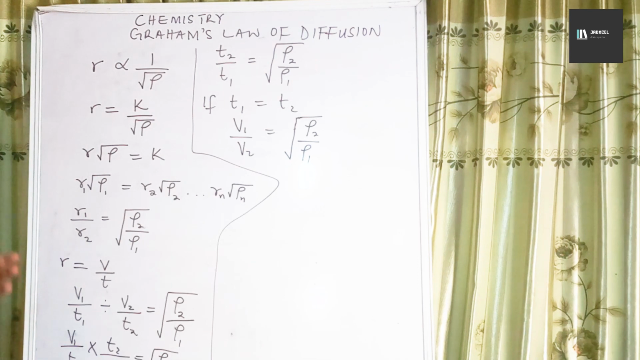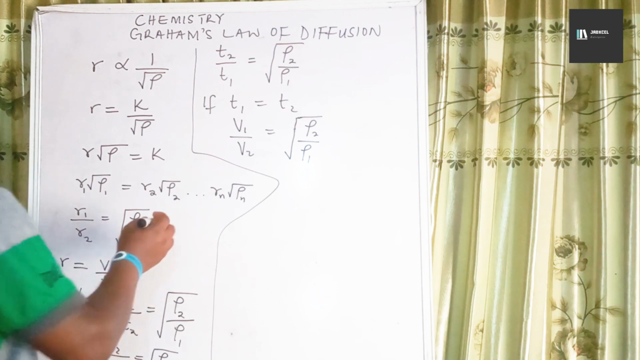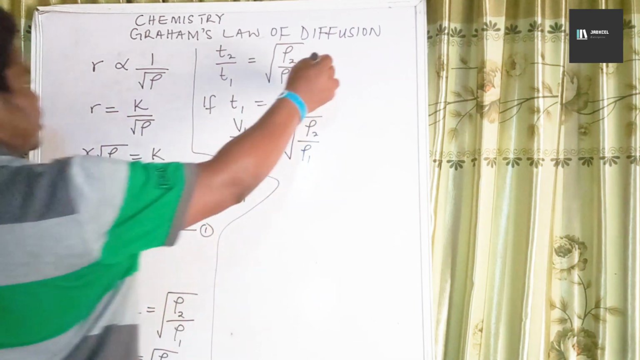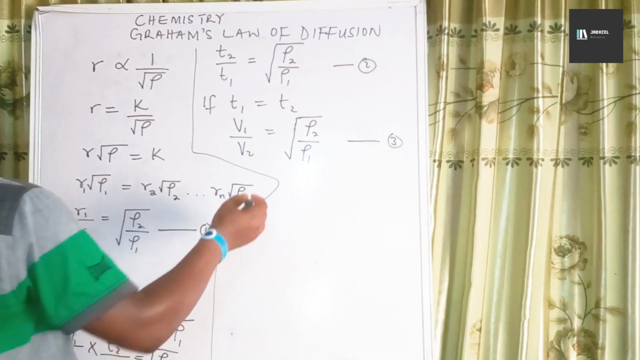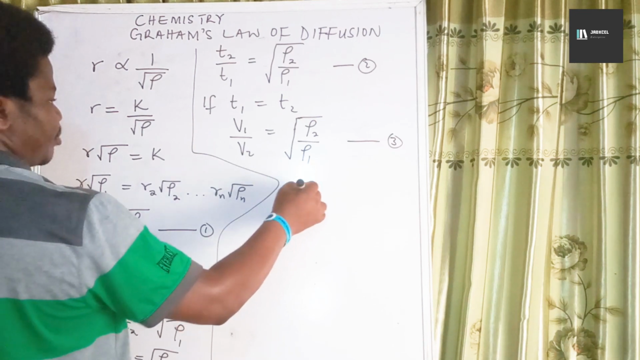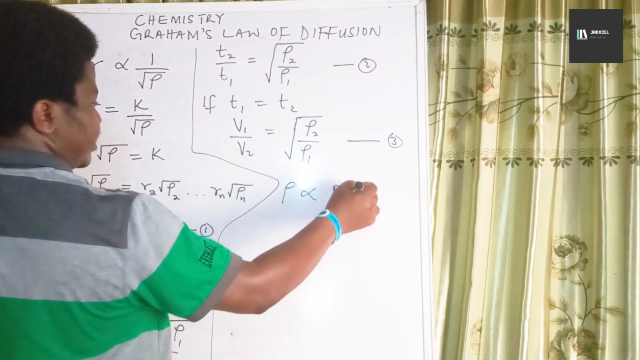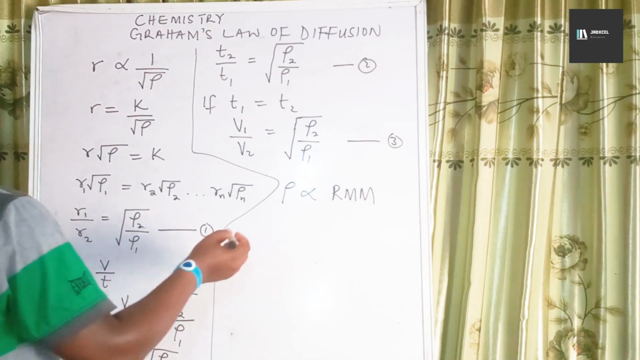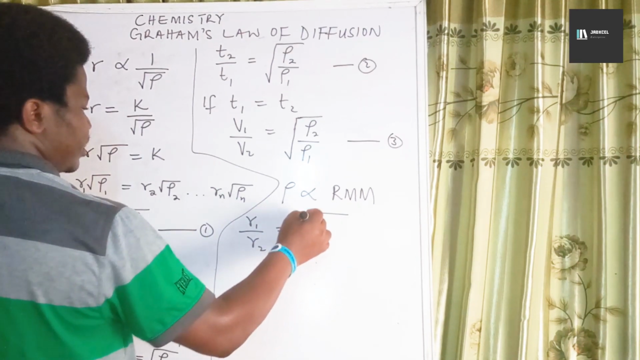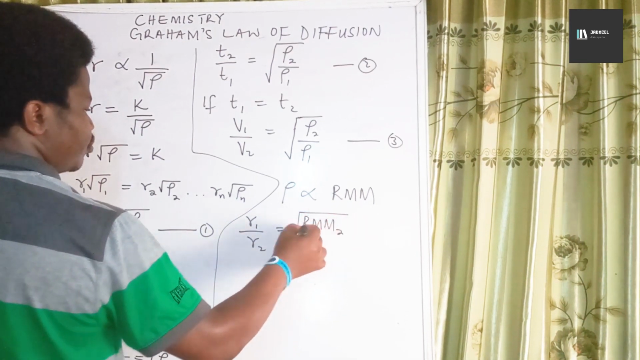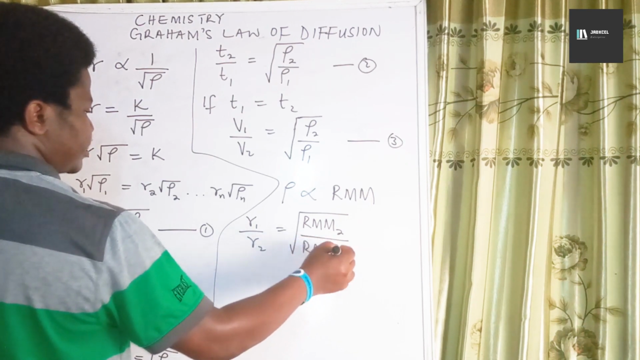We also note that there is a relationship between density and relative molecular mass. The relative molecular mass of a substance is directly proportional to the density. So if I label these as equation 1, equation 2 and equation 3, because density is proportional to RMM, relative molecular mass, equation 1 can translate to R1 over R2 equals square root of relative molecular mass 2 over relative molecular mass 1.